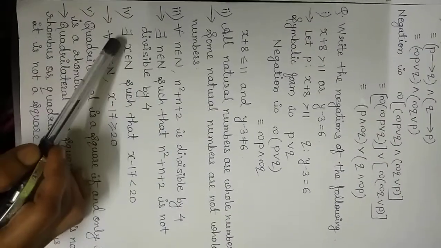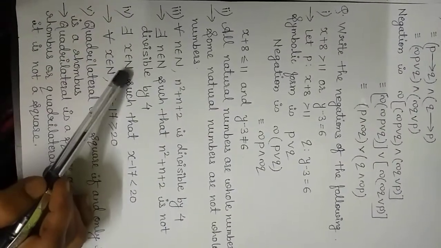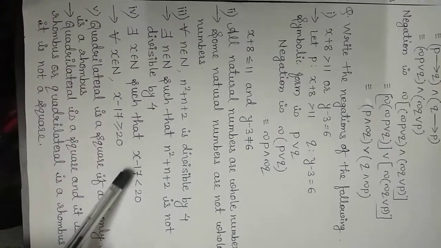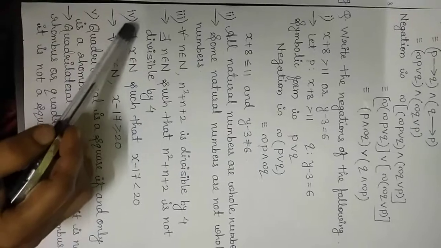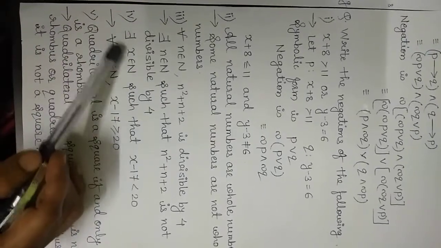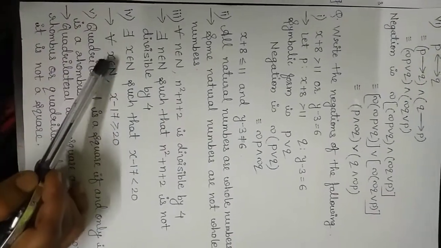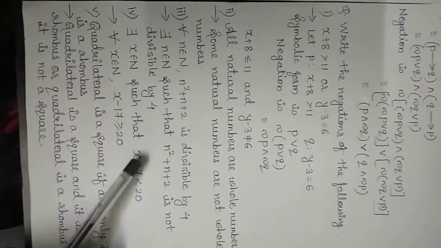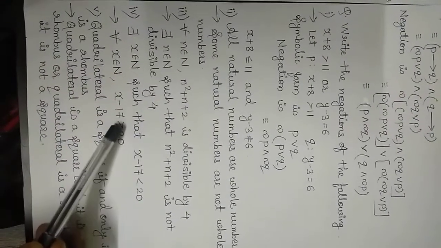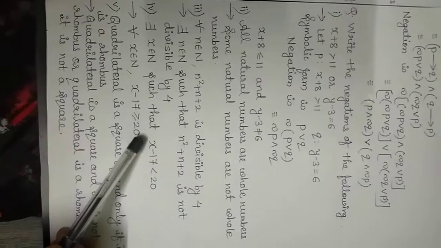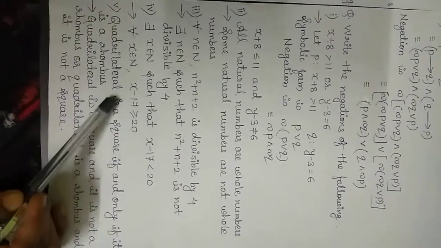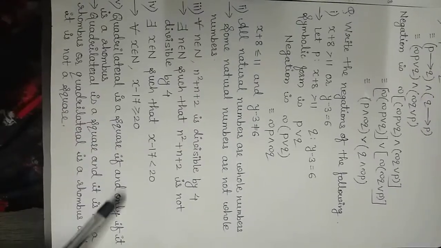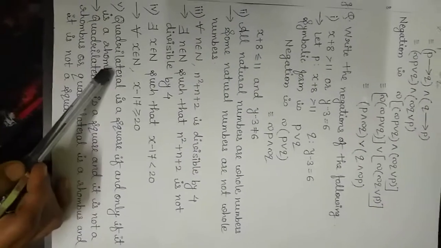Then the fourth one: there exists x belongs to N such that x minus 17 is strictly less than 20. Now replacing this there exists by for every, x belongs to N, x minus 17 is greater than or equal to 20.